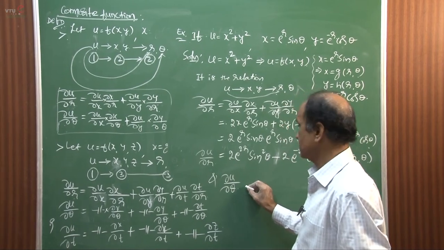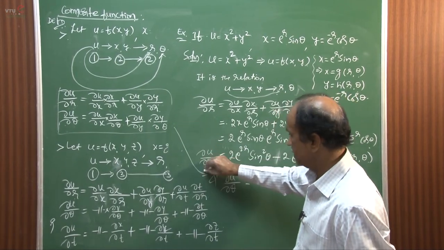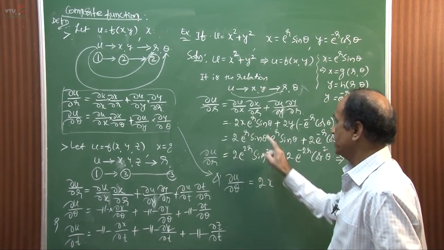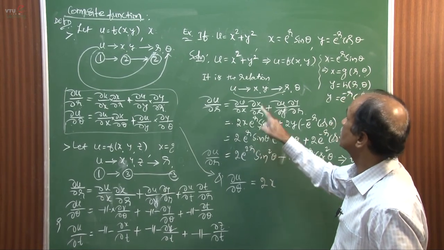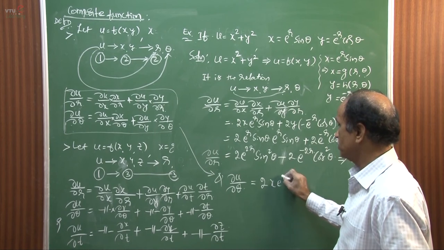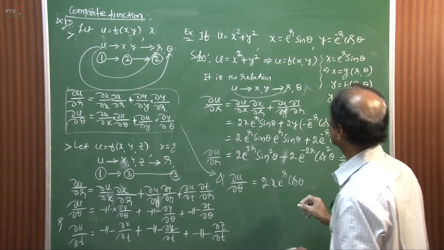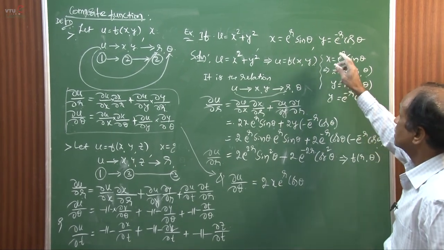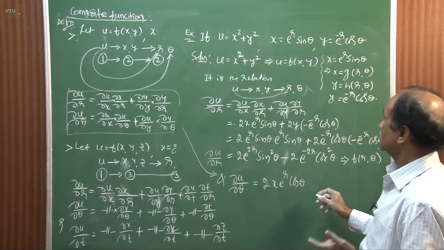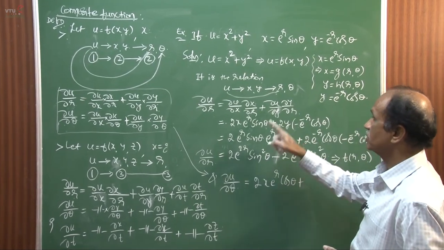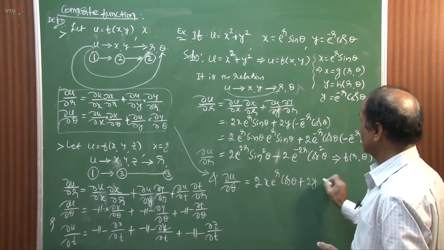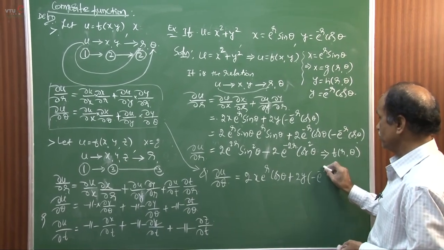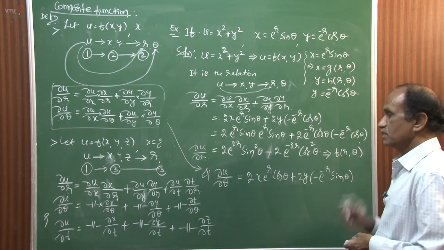Now del u by del theta is equal to, according to this step, you write first derivative of u with respect to x, that is 2x into x with respect to theta. x with respect to theta means e to the power r into cos theta, and then plus sign here according to the equation. del u by del y means 2y, and del y by del theta, that is minus e to the power minus r into sin theta.